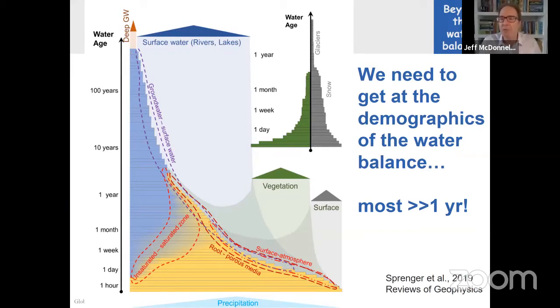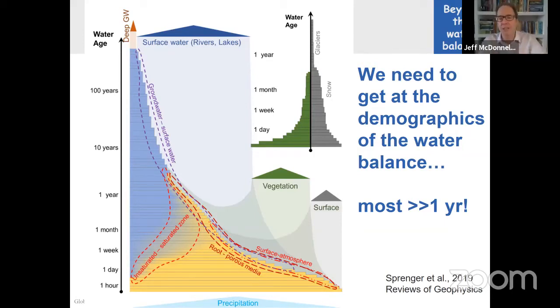This is a lovely review paper that just came out in Reviews of Geophysics by Matthias Springer. And what you see is kind of a distribution of various waters, from surface water to vegetation water to atmospheric water, groundwater. And I think this is the future. It's coming up with perhaps an age-based version of the water balance that gets at the age of those characteristic components of the water balance, because that is going to really illuminate and, I think, reveal a lot in terms of our ability to model change in our systems.